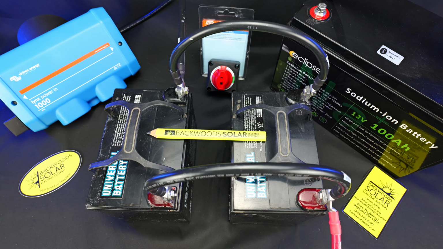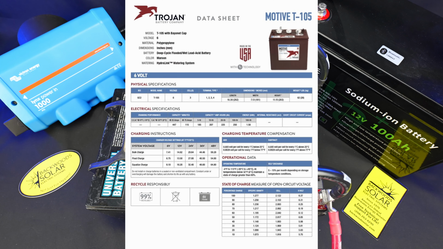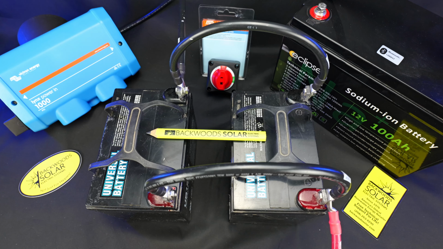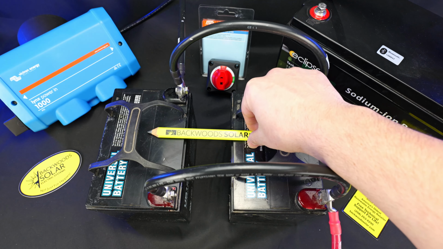Starting out first today, we're going to talk about the electrical characteristics of batteries and how to interpret what your data sheet or label on your battery means. First variable we'll talk about, or statistic we'll talk about, is voltage of batteries.